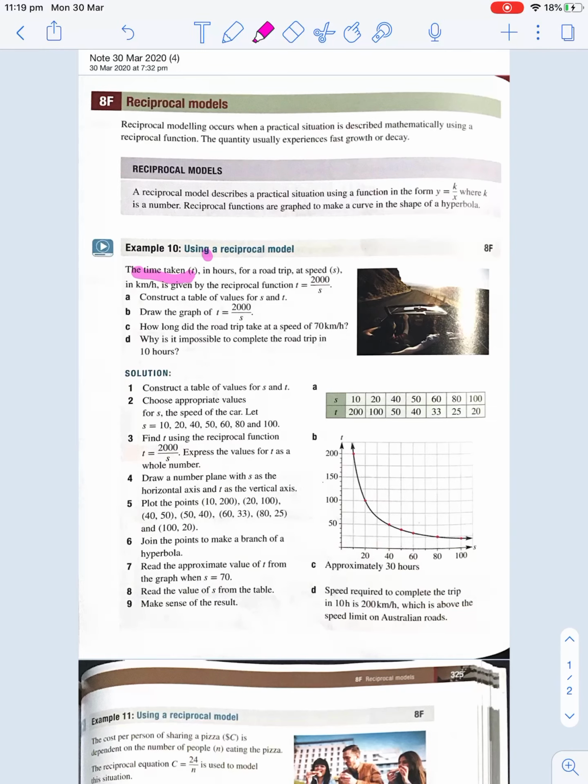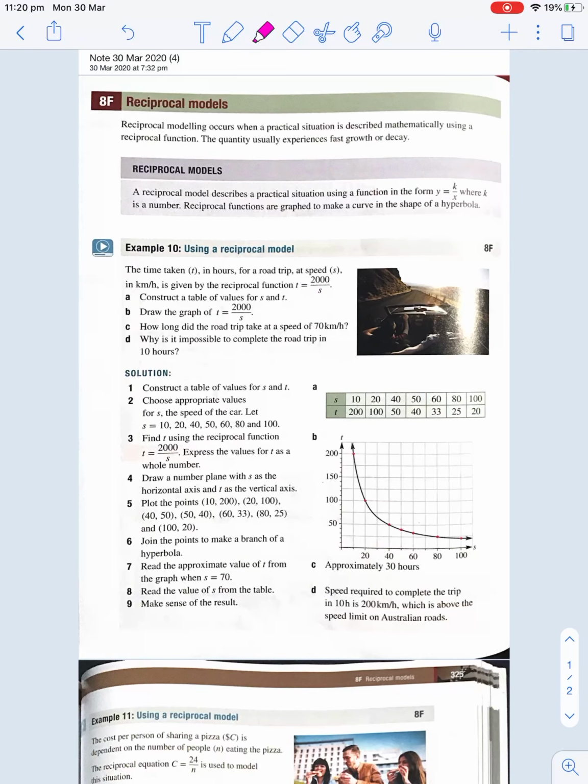So the time taken, t, so time is a variable, in hours for a road trip at speed s, where s is the second variable, is this function here in terms of t and s. So if we look at this equation, we can see that t is like our y and s is like our x in this situation. So when we're graphing this, we need to construct a table of values for s and t. You want your s to be your x and your t to be your y.